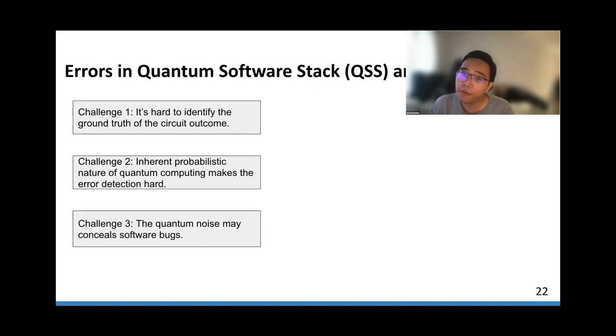Third, even if we identify that the divergent result is not because of the probabilistic nature, it may still not be a bug, because it may be because of hardware noise. In other words, quantum hardware noise can sometimes conceal software bugs.